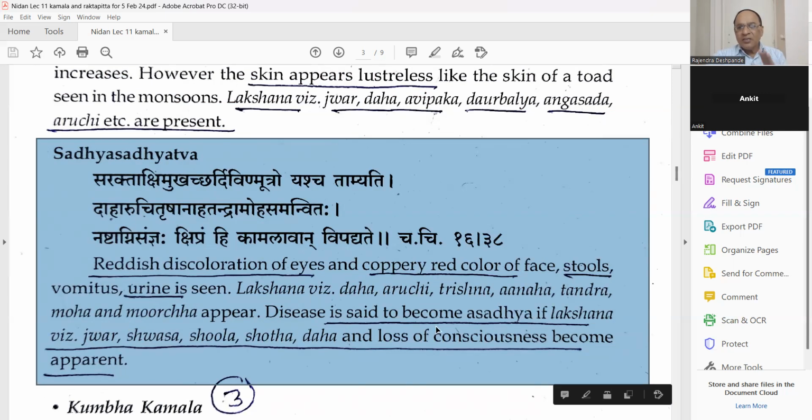The disease is said to become asadhya if lakshanas like jvara, high fever, will be there, because there are a lot of chances of superadded infections. Immunity becomes less, so any bacterial infection will attack and high fever will be there. Then shula, severe pain, and shotha, sometimes edema will come. Daha and loss of consciousness become emperor. So it is very serious. The doctor should explain to the patient and relatives that we are trying our level best, but we are not sure.